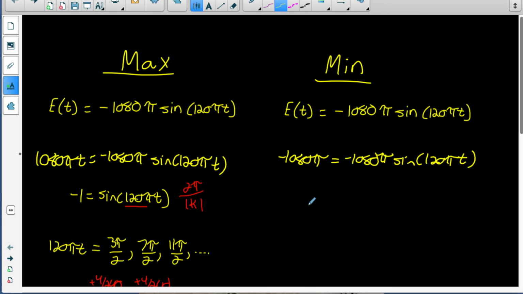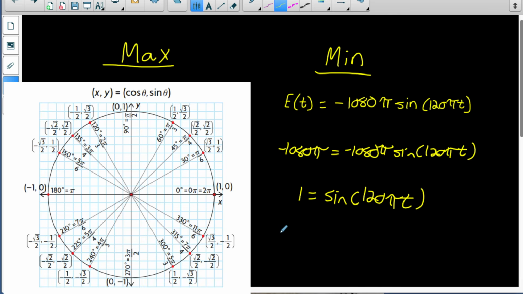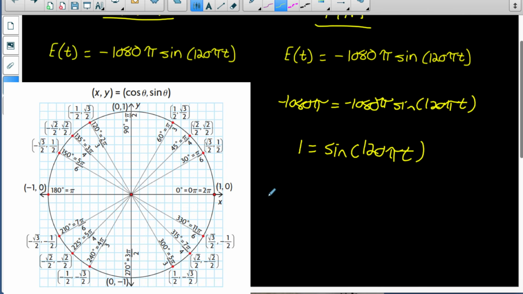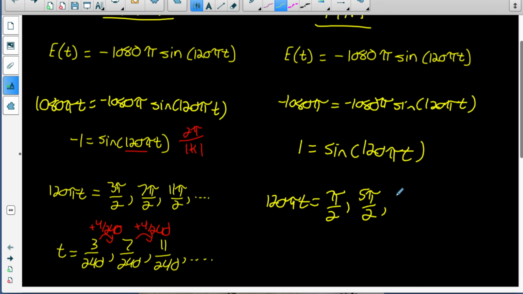Now let's divide the coefficient to the other side. We get 1 equals the sine ratio, and I know a sine ratio is equal to 1 if the angle of rotation is pi over 2 or anything coterminal to that. So set 120 pi t equal to pi over 2, or add 2 pi to that, and I get a coterminal angle, 5 pi over 2, add 2 pi to that, 9 pi over 2, so on.